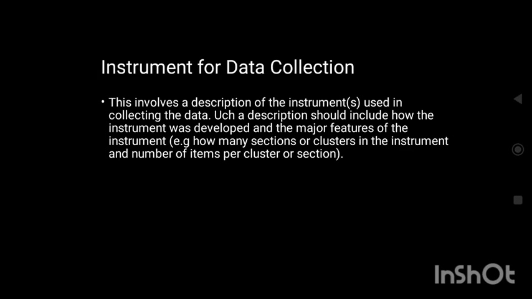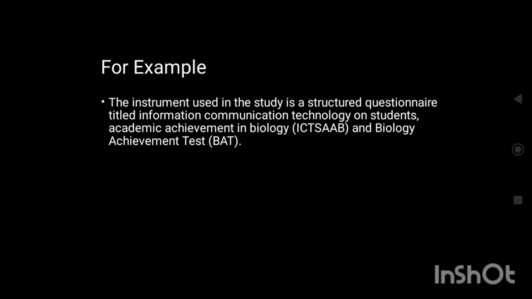The type of research you are carrying out determines the type of sample you'll be using. And the type of sample you are using determines the type of instrument you are going to use for data collection. So when we talk about instrument of data collection, this is where the researcher states the instrument that he or she is using for data collection. For example, I said the instrument used in the study is a structured questionnaire titled Information and Communication Technology on Students' Academic Achievement in Biology and Biology Achievement Test.